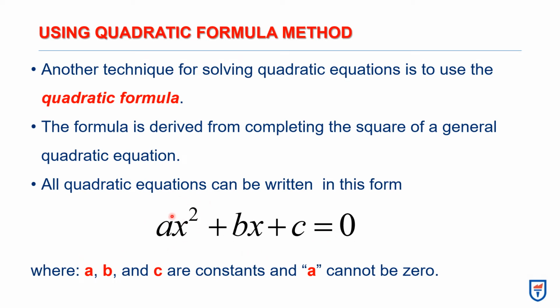When you are solving using the quadratic formula method, you need to identify the constants, which are your a, your b, and your c, where your a is a constant that is attached to an x squared, your b is a constant that is attached to a variable x, and then the constant that is not attached to any variable is your c.